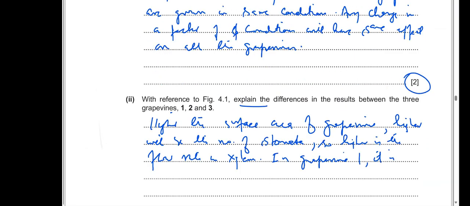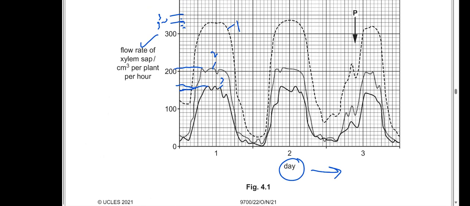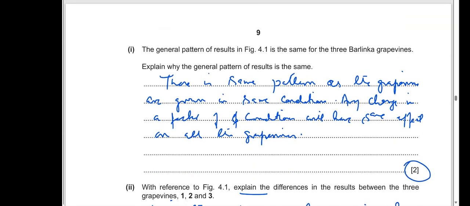Then part 3 of this question: suggest an explanation for the decrease in flow rate of xylem sap shown at the time P in figure 4.1. So going back to the figure, we can see that at P, there is a decrease in the flow rate of the xylem sap. Now we will see what the factors are that decrease the rate of transpiration. So the main factor that decreases the rate of transpiration is the humidity. If the humidity increases in the atmosphere, that will decrease the water potential gradient or the water concentration gradient of the water molecules, and so there will be a lesser rate of transpiration and flow rate in the xylem.